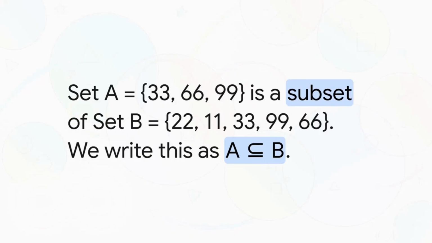Let's look at this example right here. Set A has 33, 66, and 99. Now, if you look over at set B, yep, you can spot all 3 of those numbers in there too. And that's all it takes. A is officially a subset of B, and we use that little symbol there to show it.